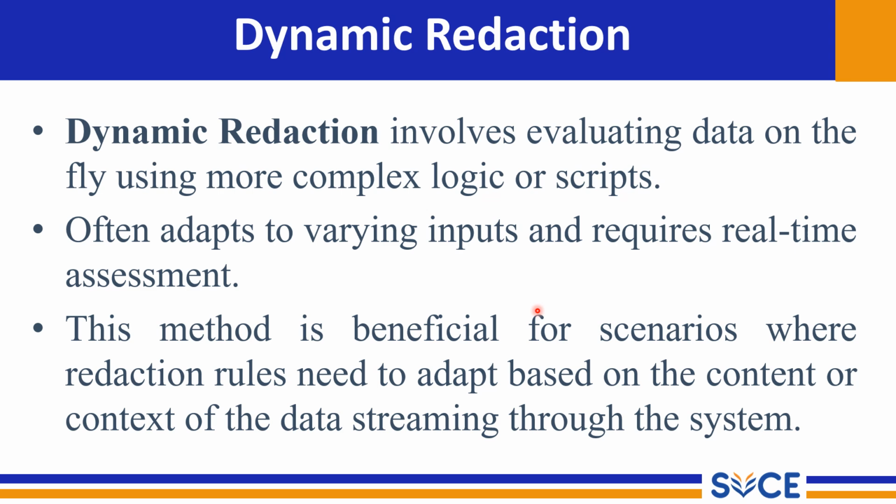And the next one is generalization. Generalization is where we replace specific data with more general information to maintain some level of usability while protecting sensitive details. For example, if you want to replace a specific age, say 34, with an age range, it becomes 30 to 40. So we generalize the range such that a hacker can't predict the exact age of that particular person.